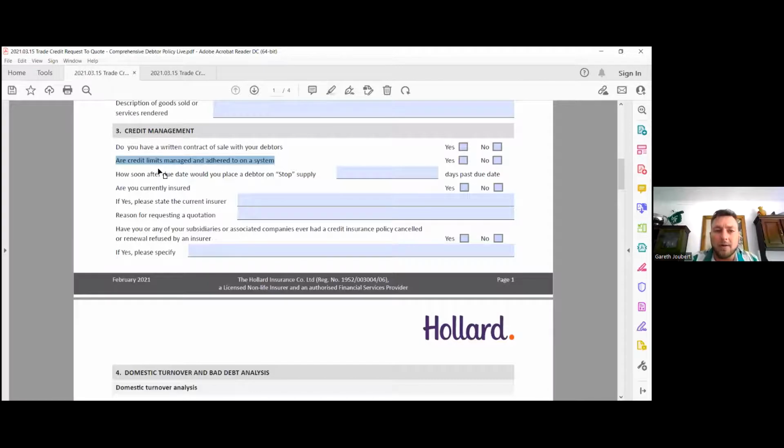Okay, how soon after the due date do you place the debt on stop supply? So if the account goes 1 day overdue, do you stop supplying? Or is the relationship more important than money in the short term, right? So we only stop supplying at 30 days past due date, as an example.